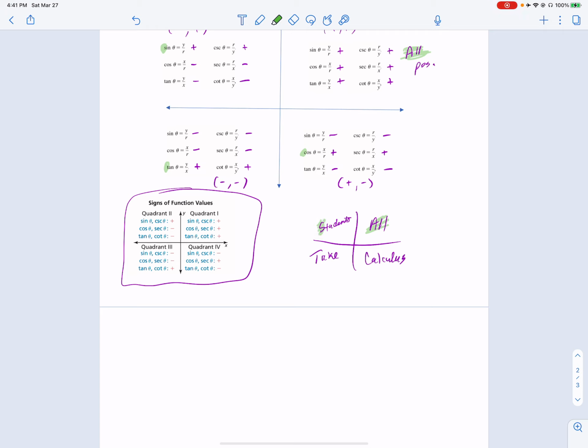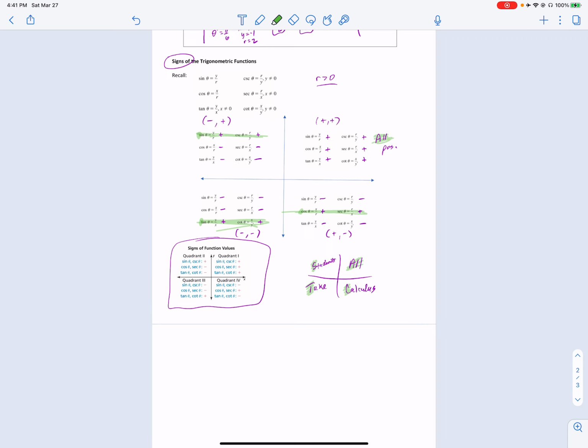Student starts with an S, so sine, and then of course its reciprocal function are the two that are positive. The other four are negative in quadrant 2. T for take, all students take. T is tangent, so tangent and cotangent are what are positive in quadrant 3. The rest are negative. Calculus, the C for calculus is cosine, and therefore its reciprocal function, are positive in quadrant 4.